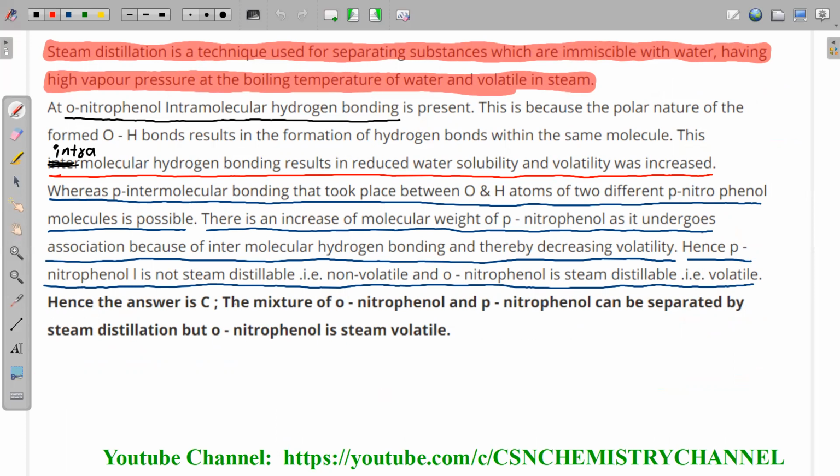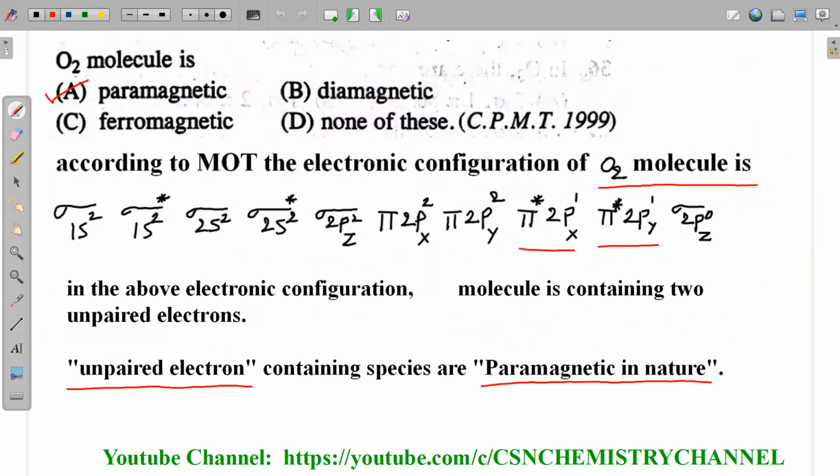Yes, here you can see the answer. The mixture of orthonitrophenol and paranitrophenol can be separated by steam distillation, because orthonitrophenol is steam volatile. So based on this, the answer is option C. Next question.